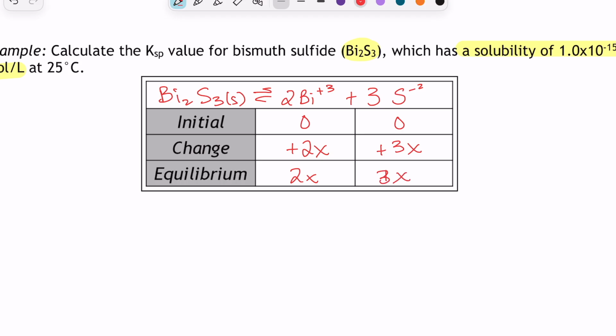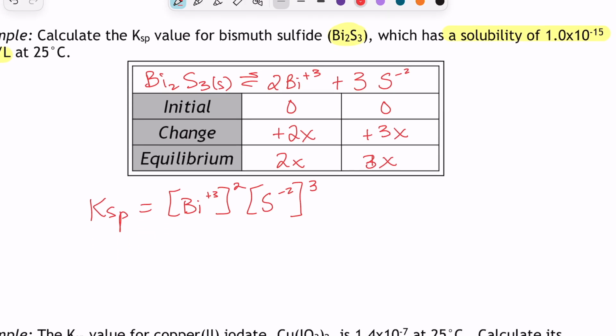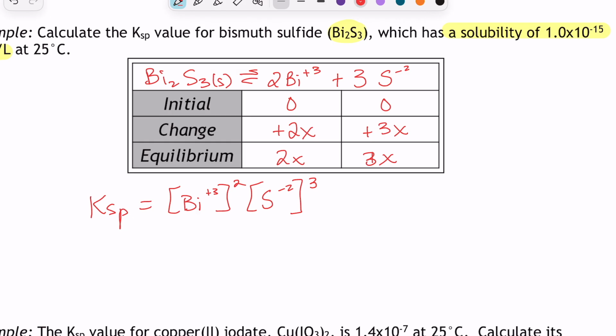Okay, now we got to write our Ksp expression. So Ksp is equal to Bi raised to the power of the coefficient. So that's squared, and the sulfide ion cubed. Okay, and we know the solubility, so to figure out the concentration of the Bi, we have to multiply 2 times the solubility. Because remember, x is the solubility of the compound.